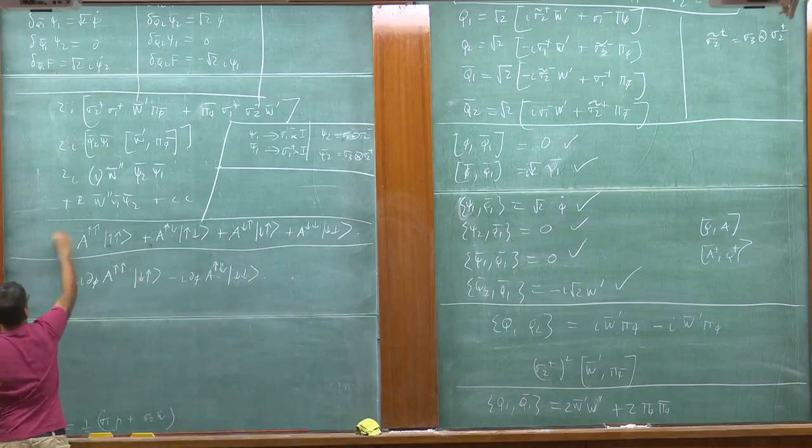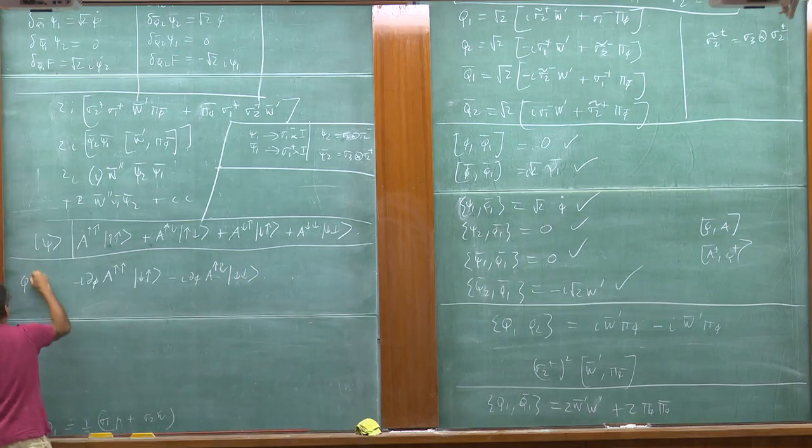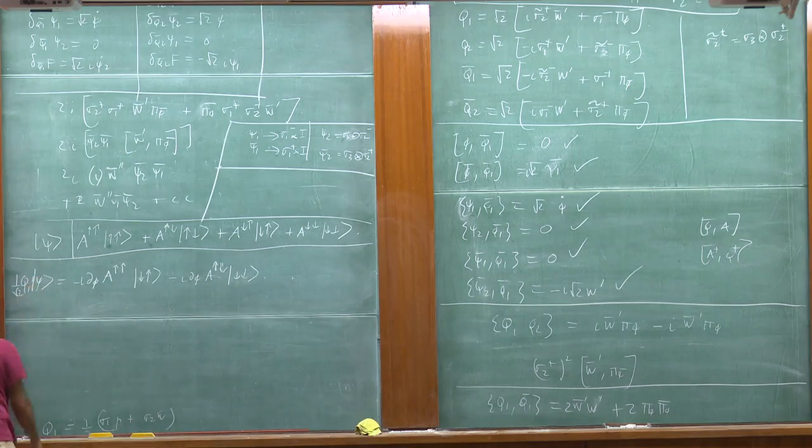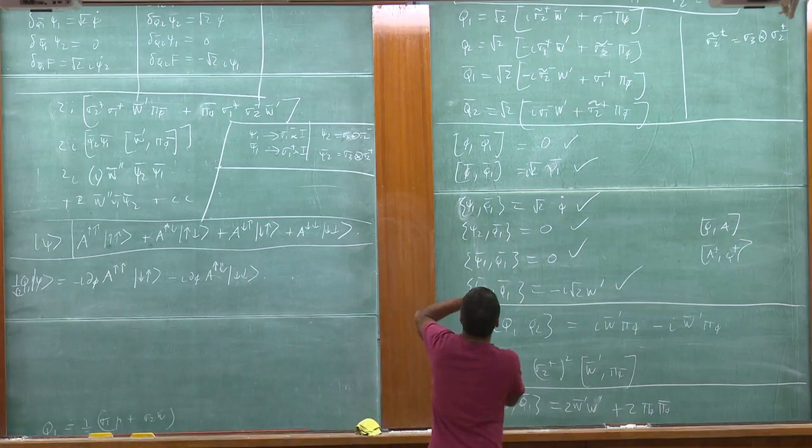So this was psi, and Q1 psi is 1 by square root 2 times... Q1 psi is equal to, so two terms we've written down, Q1 and psi. Okay, what about the other two terms? Now we have to keep our wits about us because of the sigma tilde.